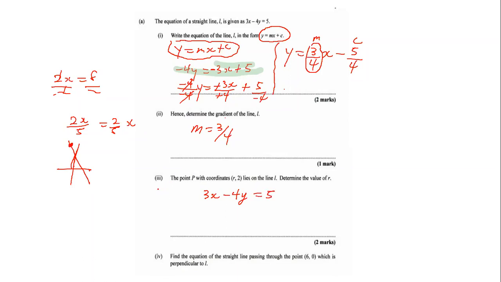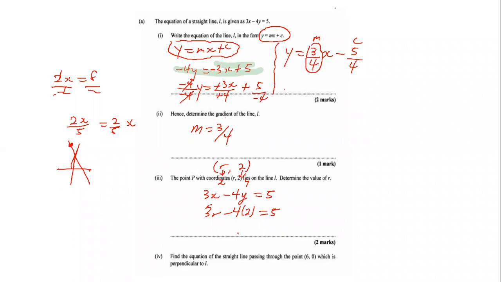Now, you remember that you have been given R and 2. So this one represents your x, and this one represents the y. Everybody see that? You are going to substitute the x for R, and you are going to substitute the 2 for y. So when I come here, I'm going to say 3R minus 4 times 2 is equal to 5. Everybody see through it?